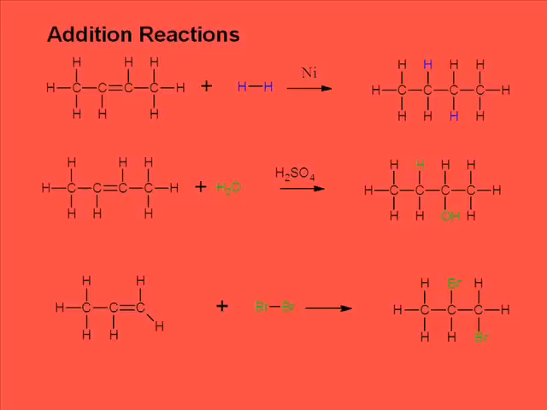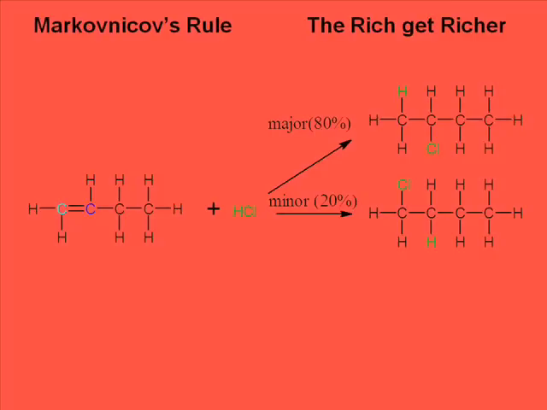Last one, we're adding 2 bromines or halogens. They always add to the carbons that were the double bond, and you see there what we've got. Okay, going on, we've got Markovnikov's rule. Okay, really important. The rich get richer.